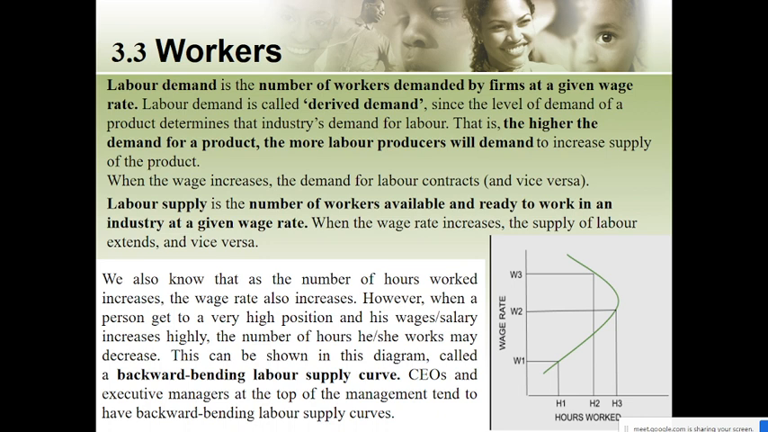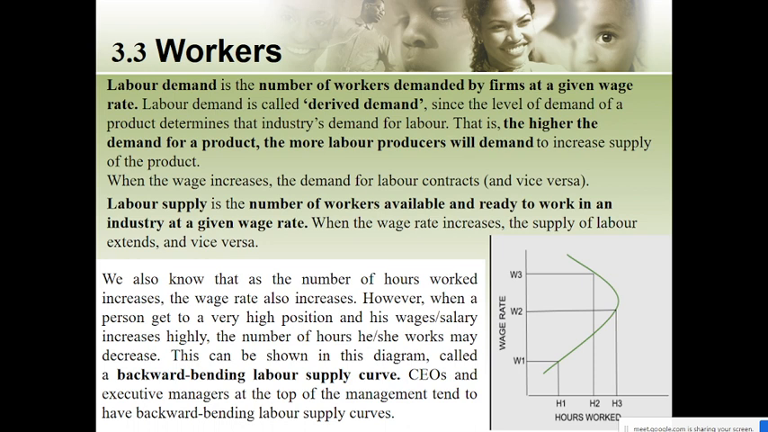Look at the graph. We have the wage rate on the y-axis and the hours worked on the x-axis. Now we are going to define the graph. As the number of hours worked increases, the wage rate also increases. Common sense. Are you getting it? The number of working hours will increase, and the wage rate also increases.